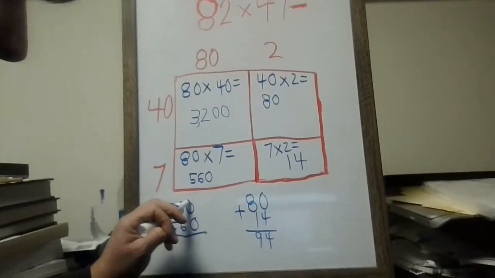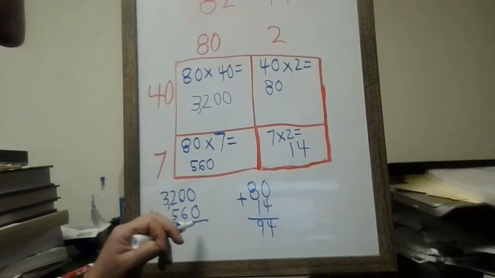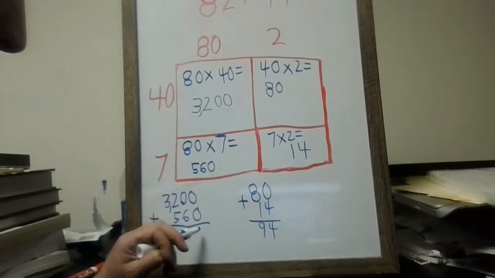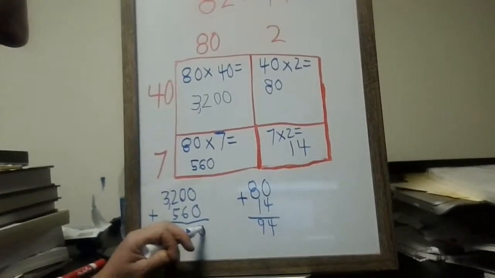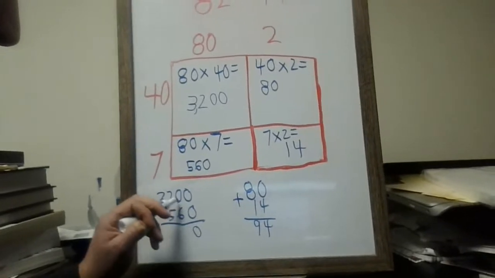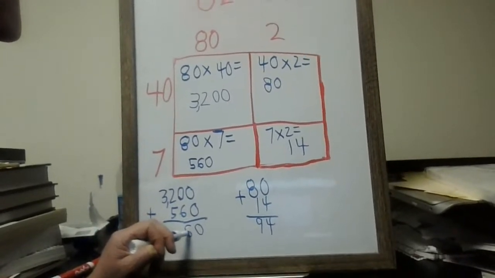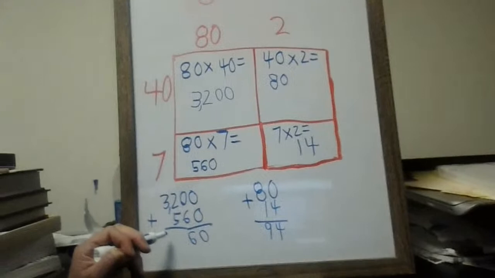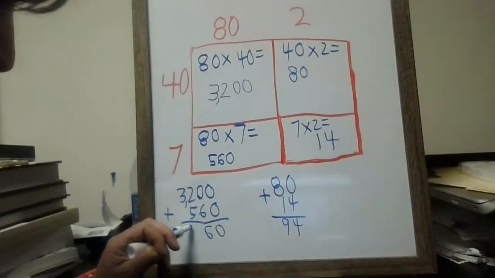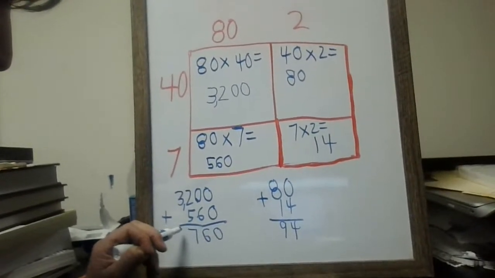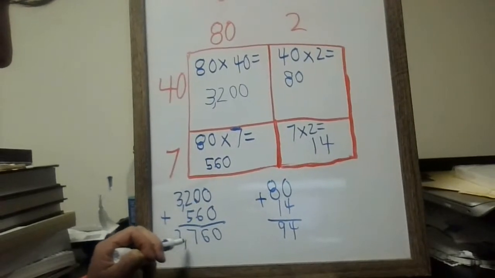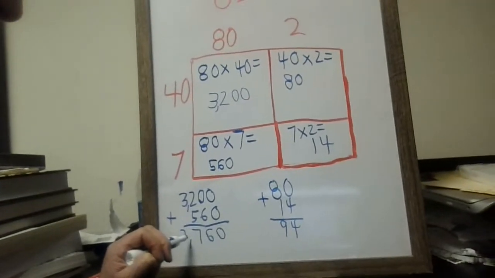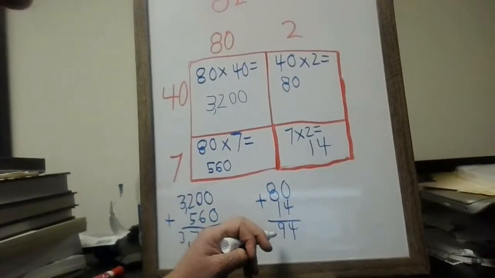All right. So 0 plus 0 equals 0. 0 plus 6 equals 6. 2 plus 5 equals 7. 3 plus 0 equals 3. So we have 3,760. 80 plus 14 equals 94.